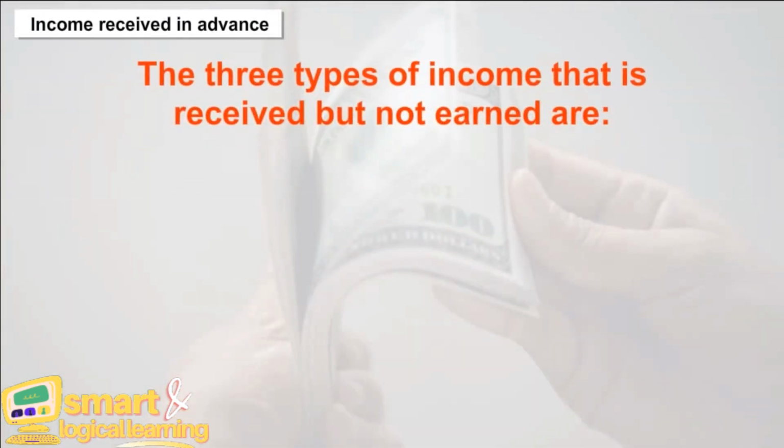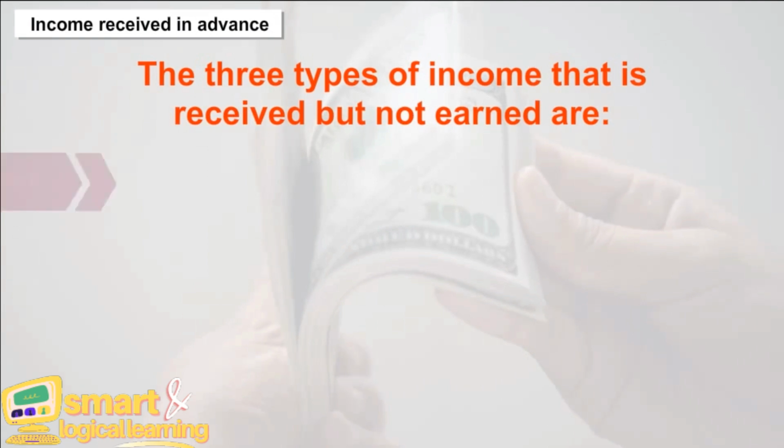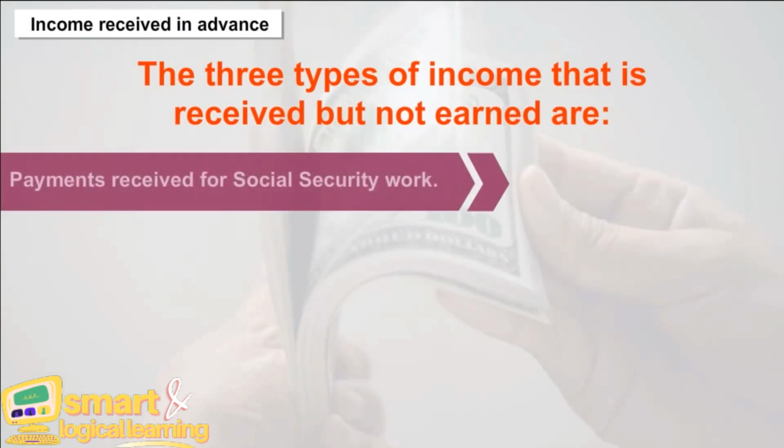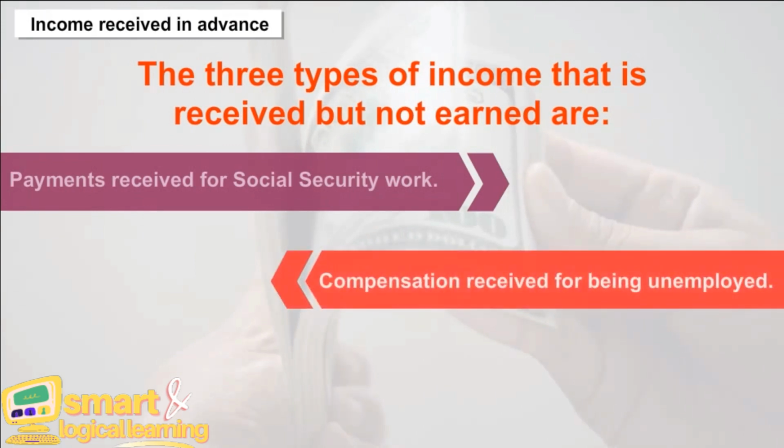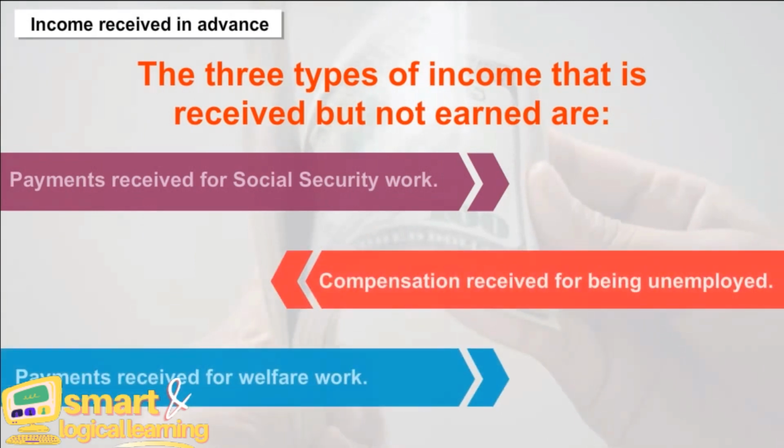The 3 types of income that is received but not earned are: payments received for social security work, compensation received for being unemployed, and payments received for welfare work.